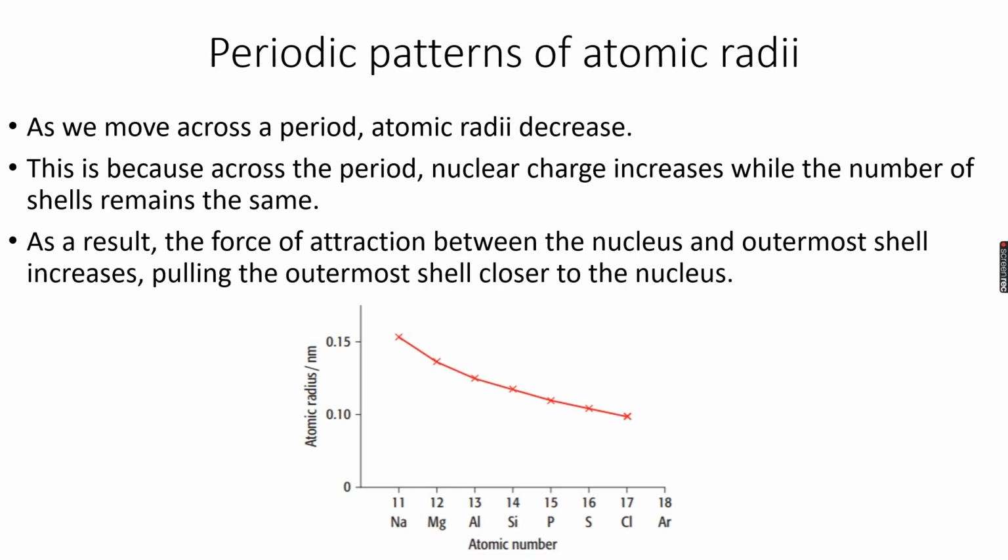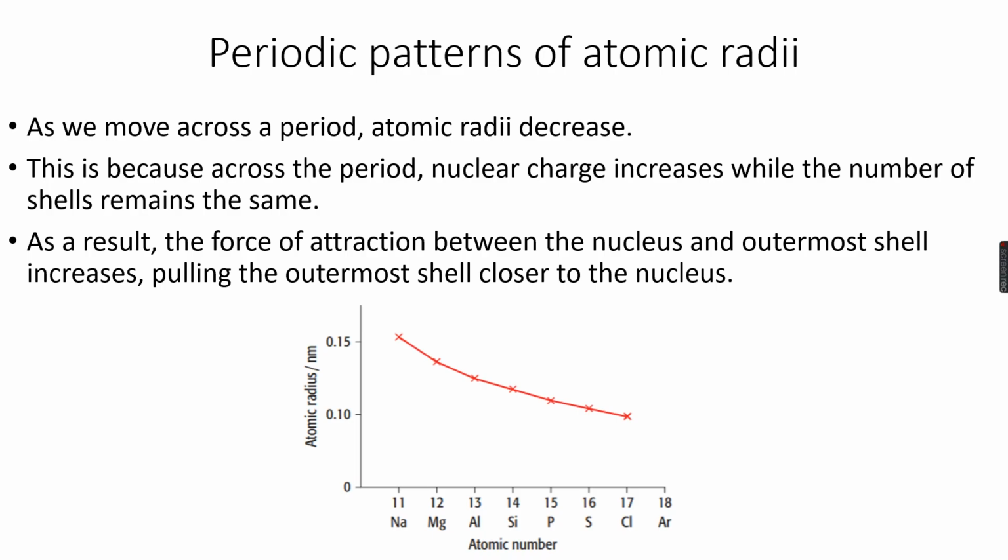Periodic patterns of atomic radii. As we move across a period, atomic radii decrease. Now, what exactly is atomic radius? Atomic radius is the distance between the nucleus and the outermost shell. As we move across a period, the atomic radius, or in plural radii, they decrease. Why do they decrease? Because the distance between the outermost shell and the nucleus decreases.